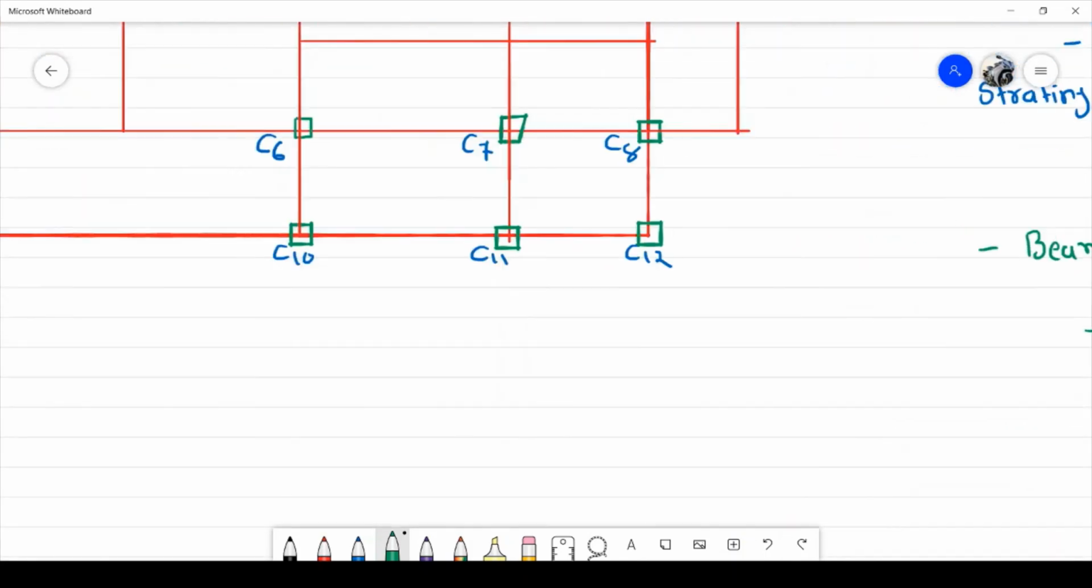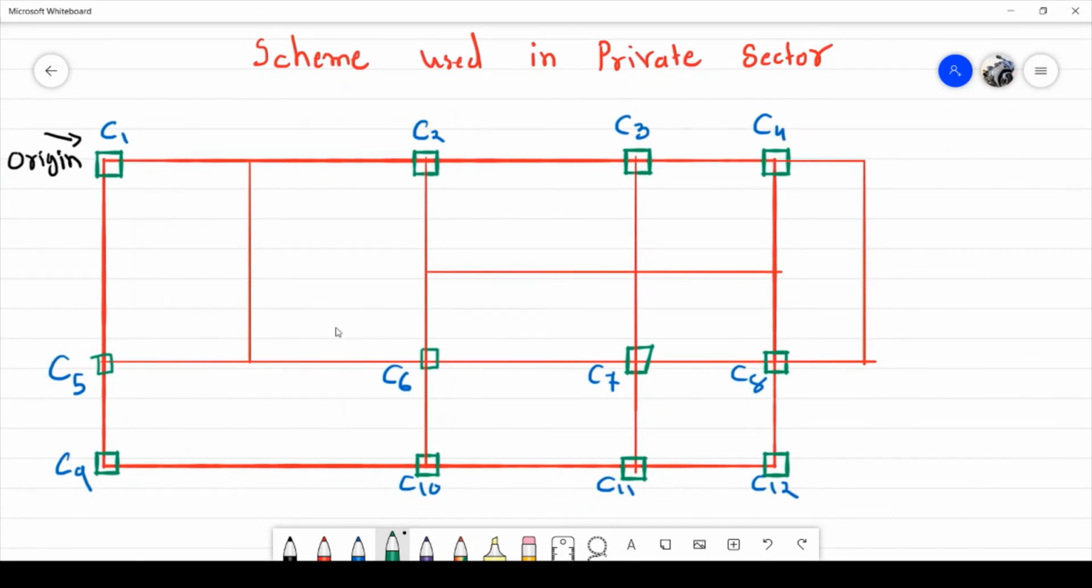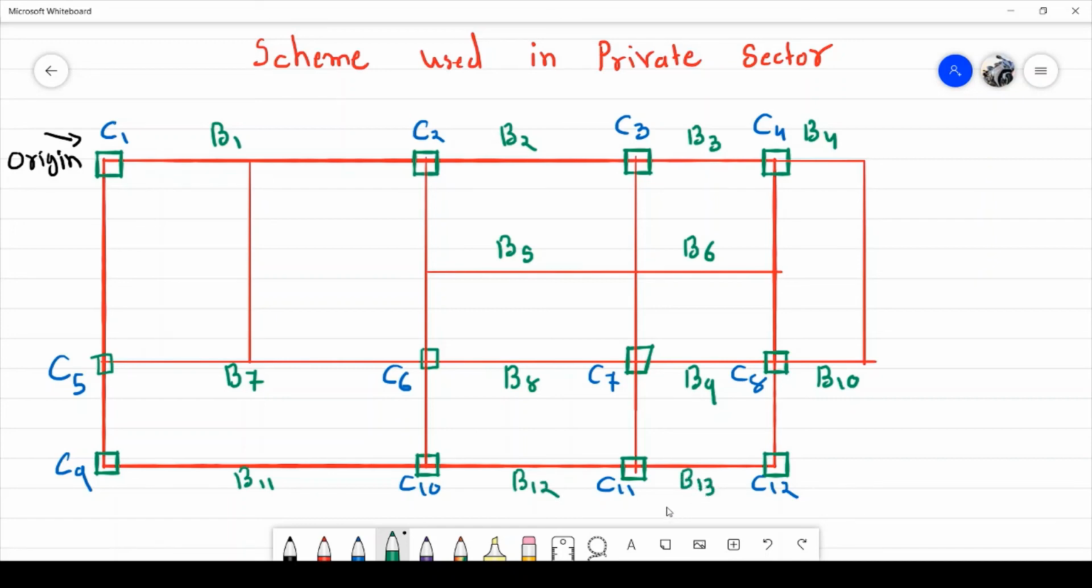Okay, let's draw. First we have to complete the horizontals. So here is B1, B2, B3, B4, B5, B6, B7, B8, B9, B10, B11, B12 and B13. Horizontal beam naming is completed. Now the vertical beams from the left to the downside. So B13, then B14, B15, then moving to the right side, B16, B17, B18, B19, B20, B21, B22 and B23. So beam naming is completed.